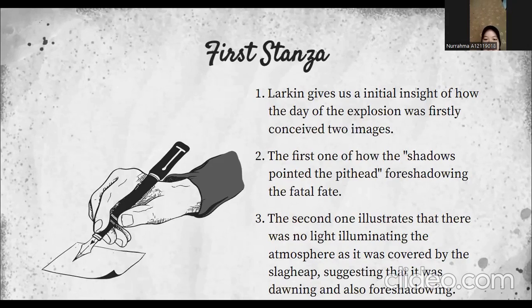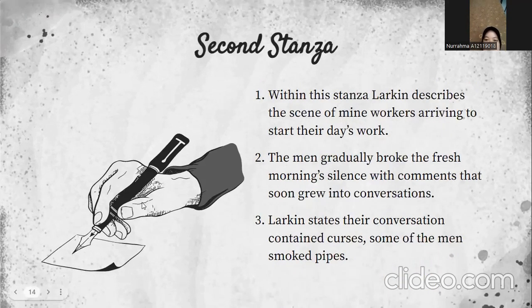Larkin gave us an initial insight of how the day of the explosion was conveyed, firstly through two images. The first one is how the shadow pointed to the pit head, foreshadowing the fatal fate. The second illustrated that there was no light illuminating the atmosphere as it was covered by the slack heap, suggesting that it was dawning, and also foreshadowing. Next slide, please.